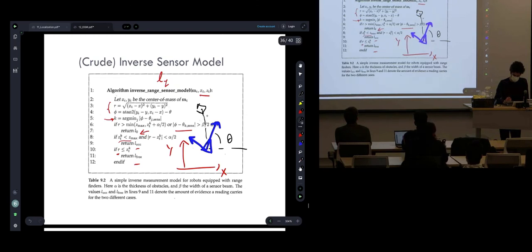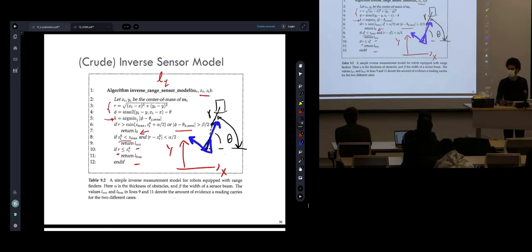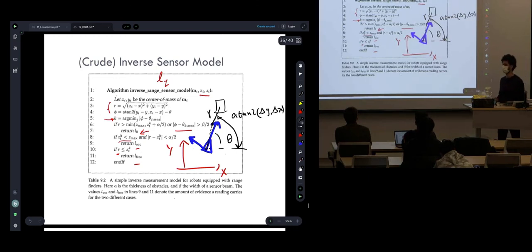And then you're going to predict a range, R, and also maybe an angle with respect to the horizontal axis. Now, this angle is arctangent 2 of delta y over delta x. Arctangent 2 because we want to get an angle between minus pi and pi.